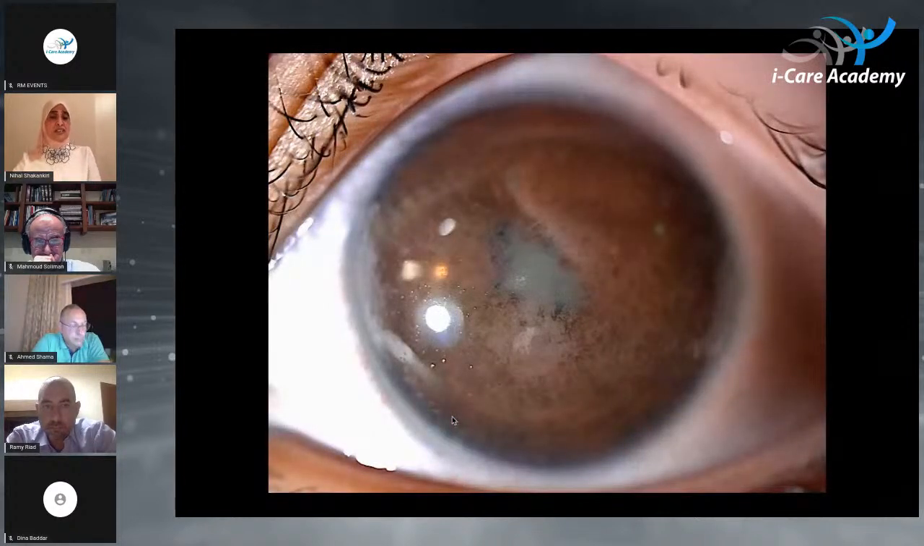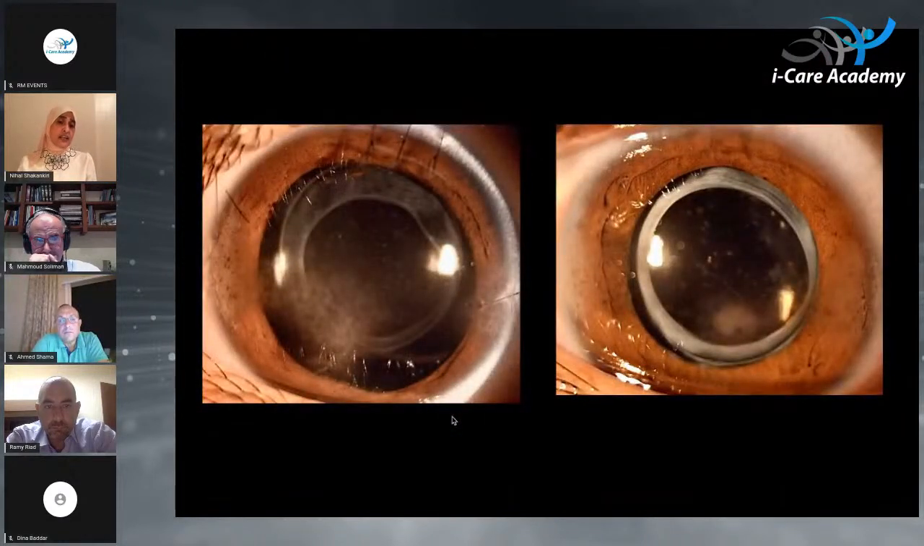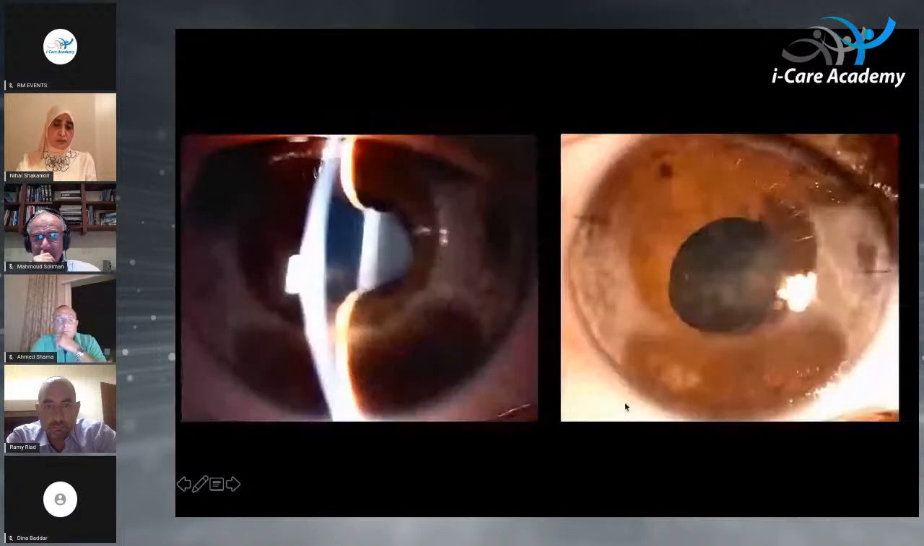Here, this is another case. Sometimes the band keratopathy is severe together with the cataract. We go for the cataract surgery sometimes in the presence of the band keratopathy, as here a few weeks after surgery, and here an eye 1 year after surgery with no signs of inflammation.